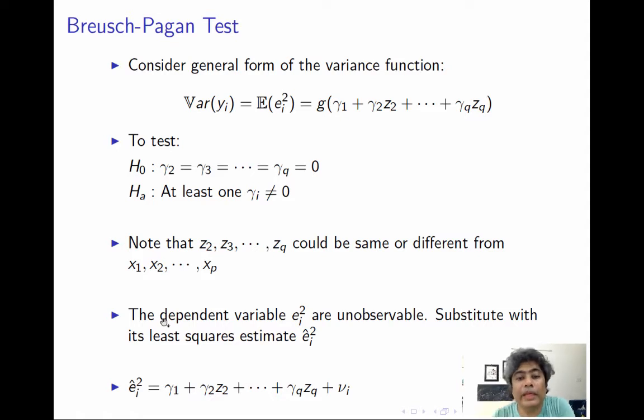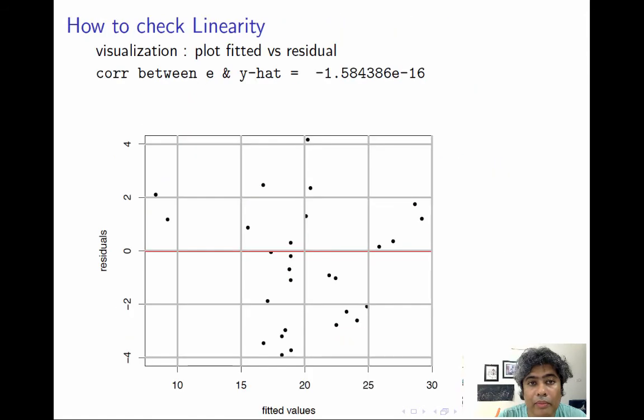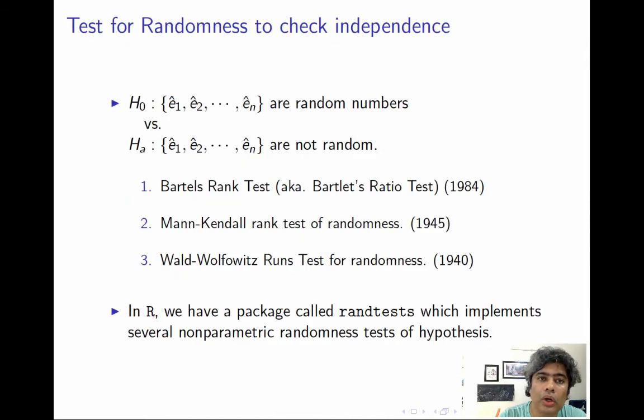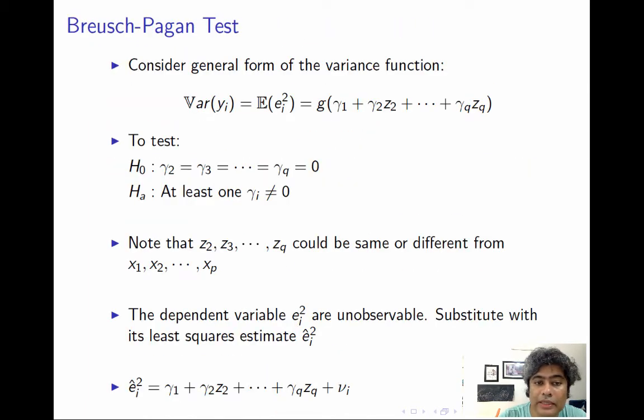The dependent variable e_i squared is unobservable. Why? If you go back to your model, you see y equals X beta plus epsilon, and your beta is unknown. If your beta is unknown, naturally the original epsilons are also unknown. So effectively these e_i are unknown, so we have to substitute them with the least squares estimate, e_i hat squared. So we want to model e_i hat squared as gamma 1 plus gamma 2 z2 plus dot dot gamma q zq plus some new u_i.